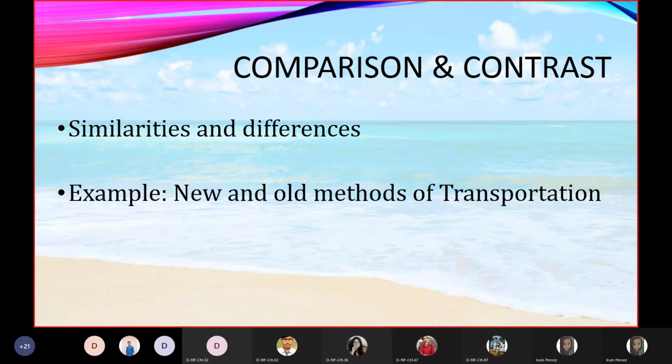This is very simple, that you would be comparing two things and you would be looking at the differences and the similarities between the two, to what extent they are similar and to what extent they are different. If you still have any question in comparison and contrast, please let me know.